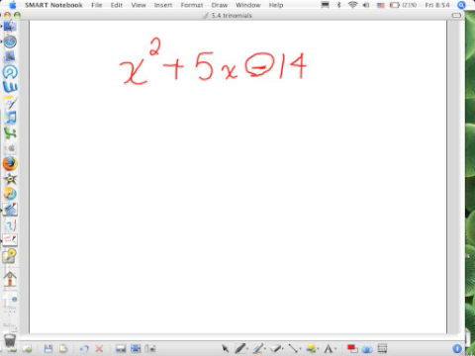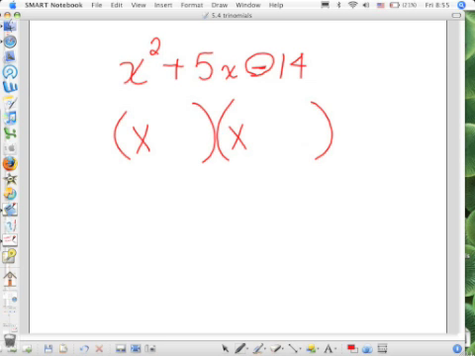This method that I'm using now can be easily used with trinomials where the first coefficient is 1. There is no number in front of the x squared. All right? Because we know what multiplies to give us x squared: x and x. And there is no other number that needs to be taken into consideration when we get the last two terms in that trinomial. So all we need to focus on is this.